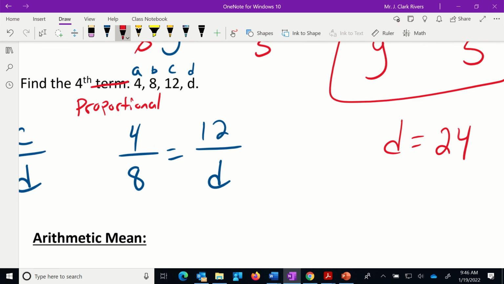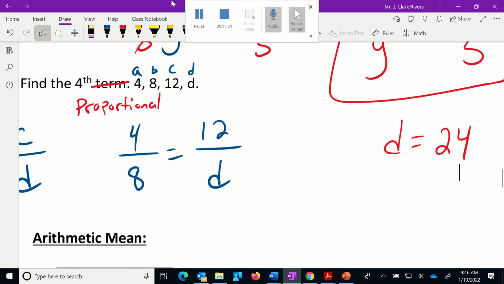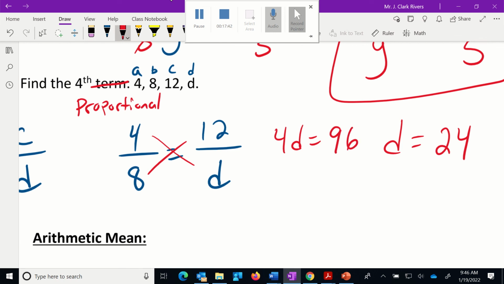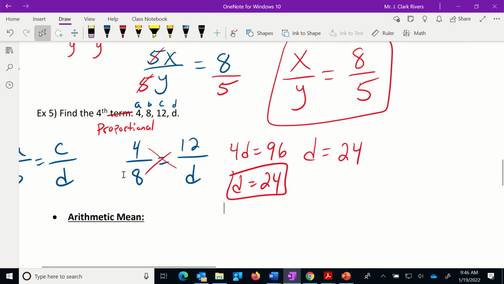It's so straightforward. But if it were not this straightforward, we would have to apply the means extremes products theorem. That'd be 4D is equal to 8 times 12, was that 96? We divide both sides by 4 and we get D is equal to 24. So either way, whether you use cross multiplication or not, that's how it's done.